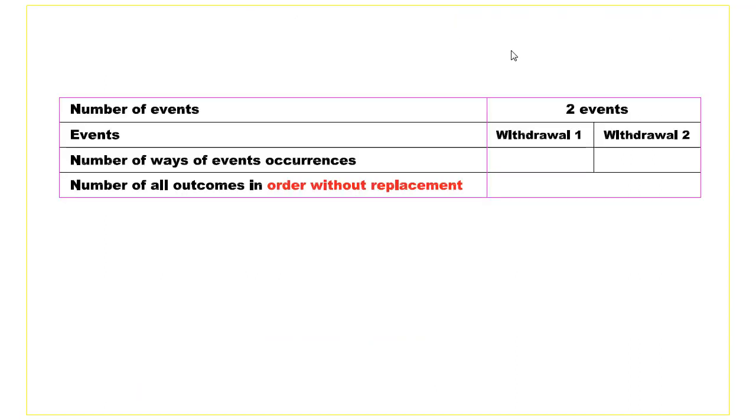We can also compute the number of all possible outcomes by writing the withdrawal event in order, and for each event we write the corresponding number of occurrences. So for withdrawal 1, the first withdrawal we have 4 ways, and for the second withdrawal we have 3 ways. We multiply them together and we get 12, which is the number of all possible outcomes, which is permutation of 4 different objects taken 2 at a time.